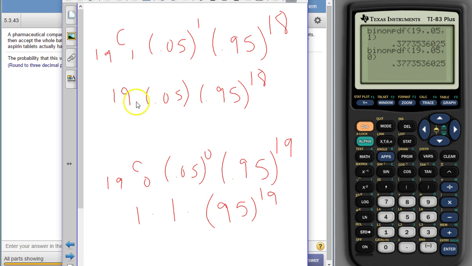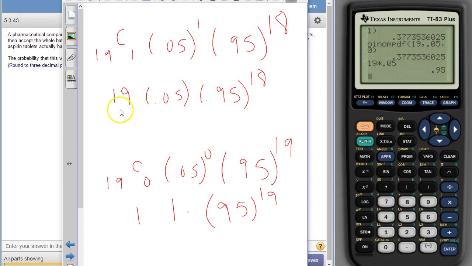Well, the thing is right here, the 19 over here, 19 times 0.05 is another 0.95. So this is another 0.95, which would make 19 0.95s. So we'd end up with the same thing. So that's why we're getting the same thing for those.